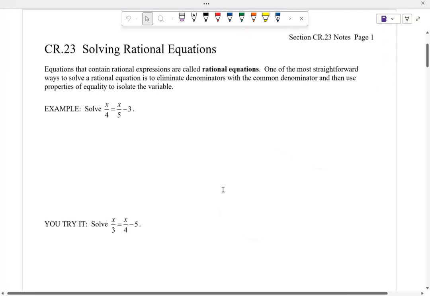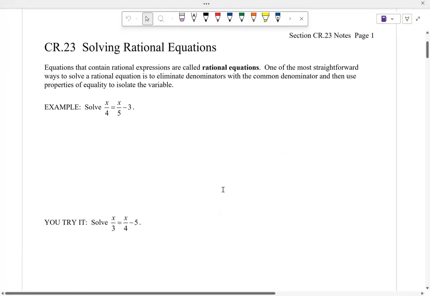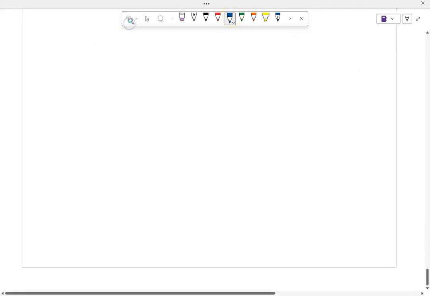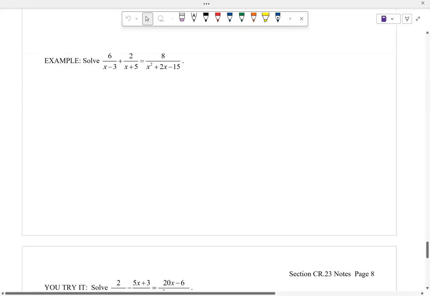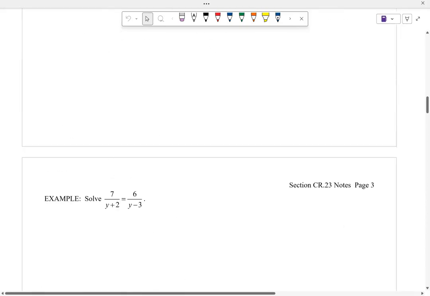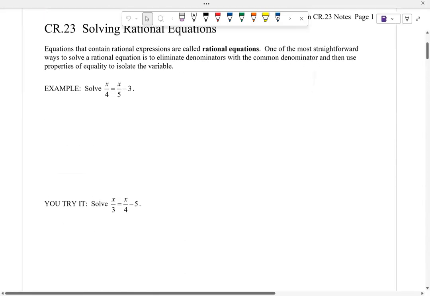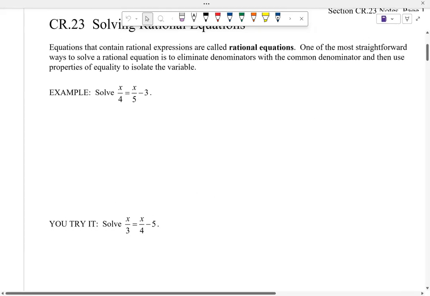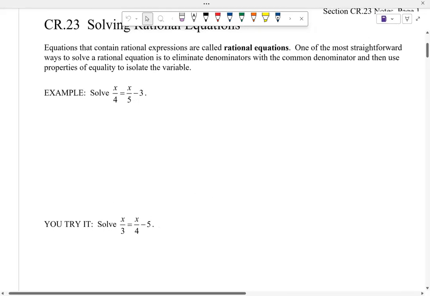We're going to take a look at solving rational equations. With rational equations, we just have an equal sign between rational expressions, so we're just going to solve for the value of x that makes that true. Let's look at this first one. What we want to do is get common denominators and then eliminate those. So let's do this first one here.